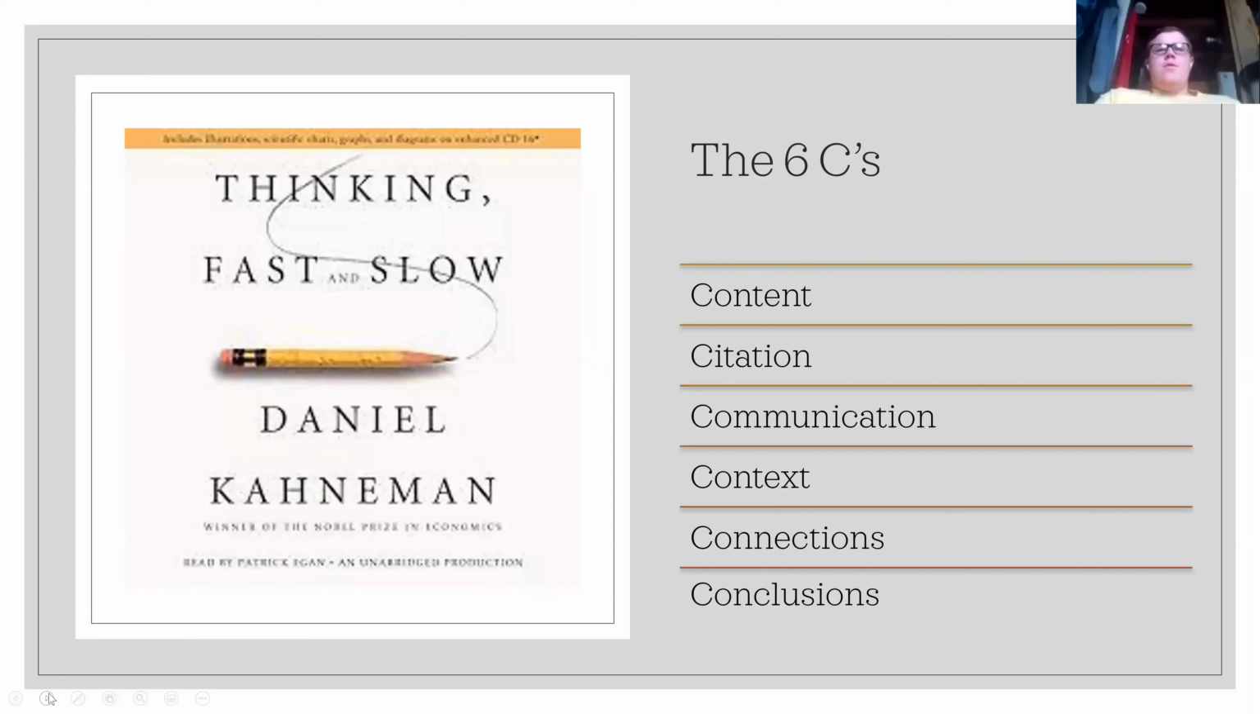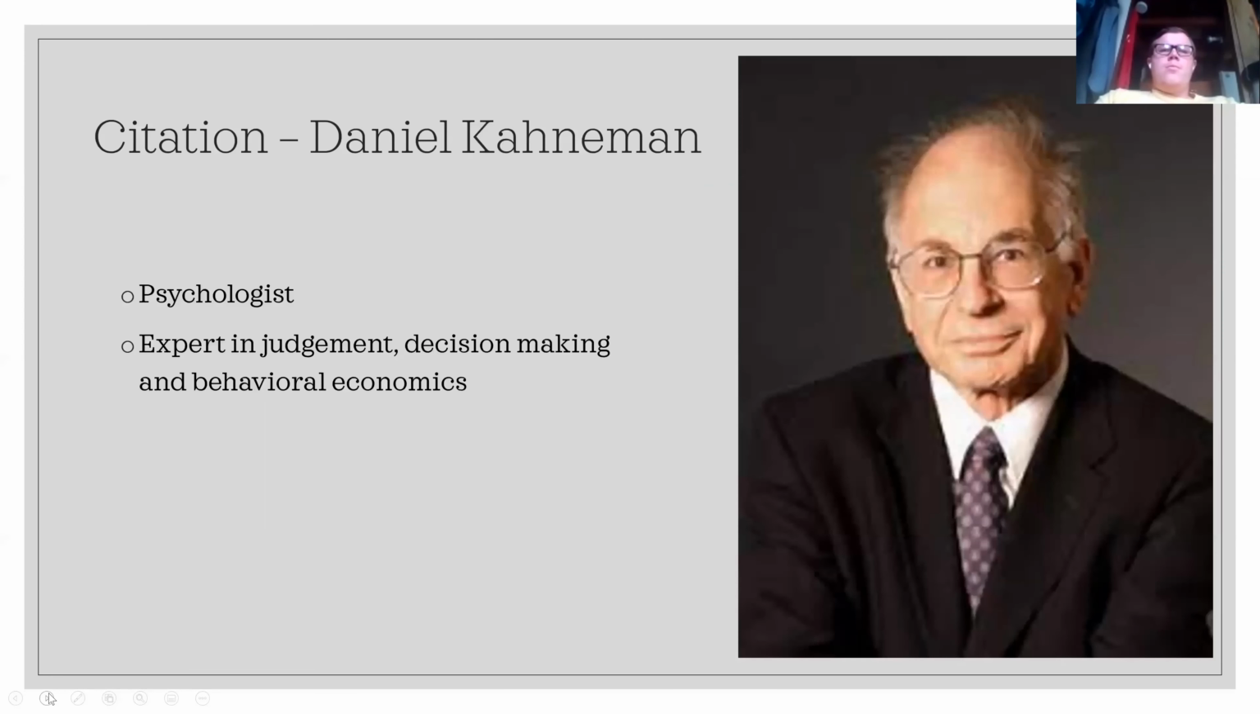In this book, we're going to go through the 6 C's and talk about the content we've learned in the book, how we can apply it to things we've learned in class, and how we can apply it to things we've learned at Purdue. The author is Daniel Kahneman. He's a psychologist, and he's an expert in judgment, decision-making, and behavioral economics. The book highlights things he's learned throughout his entire career about the ways that the brain thinks and different systems that the brain uses to make decisions.